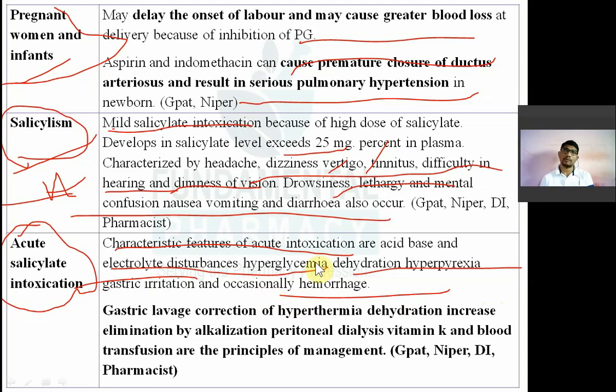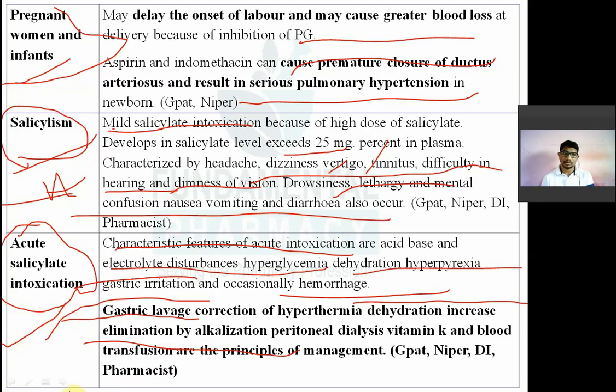Now, what measures you have to take to counteract these symptoms? मतलब टॉक्सिटी कम करने के लिए क्या कर सकते हो? गैस्ट्रिक लेवेज मीन्स आपका पूरा जो है वो साफ करना, इरिगेटिंग सॉल्यूशंस. Gastric lavage, correction of hyperthermia, dehydration. Correction of dehydration means you can give different types of salines like Ringer. Then you can increase the elimination of salicylate by use of urinary alkalizer. Then peritoneal dialysis, vitamin K and blood transfusion also useful. These are the measures to be taken during acute salicylate intoxication.